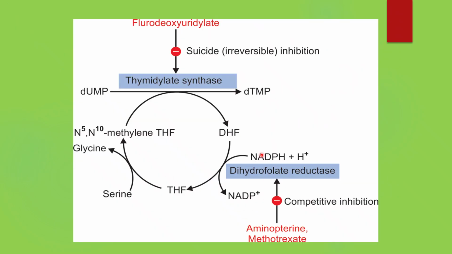This slide shows the anti-cancer drugs and their target enzymes. In the pyrimidine nucleotide synthesis pathway, we can see here fluorodeoxyuridylate inhibiting the thymidylate synthase enzyme. So there is no conversion of UMP to dTMP, and pyrimidine synthesis is hampered. And here dihydrofolate reductase is also competitively inhibited by aminopterin and methotrexate. Both are anti-cancer drugs. So this is how cancerous growth is inhibited by arrestment of these enzyme activities.